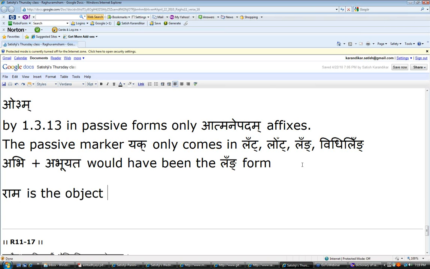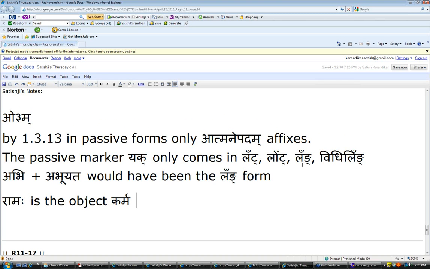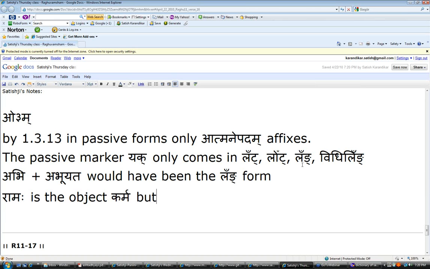He is the karma. We should put it as Rama. But what has happened is that he has become abhihita, meaning described by the verb. He is abhihita. This is the Paninian term.